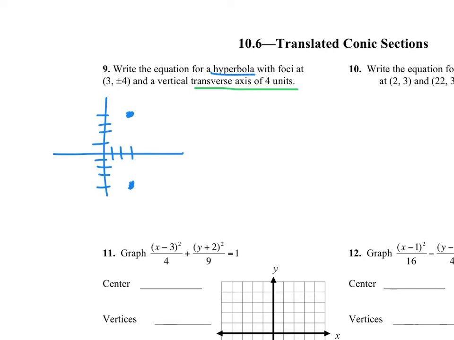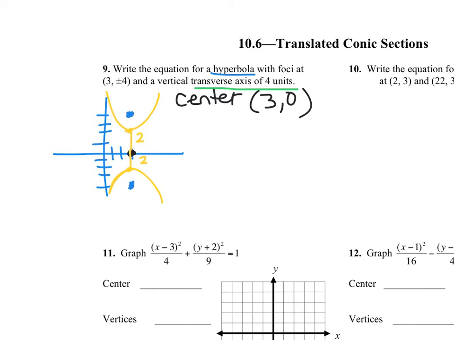Okay, here's what I want you to do. I want you to find the center. And the center is exactly in the middle of the foci. In this case, the center is at (3, 0). And the transverse axis would be a length of 4, which means you would go up and down a distance of 2. And that's what your graph would look like.